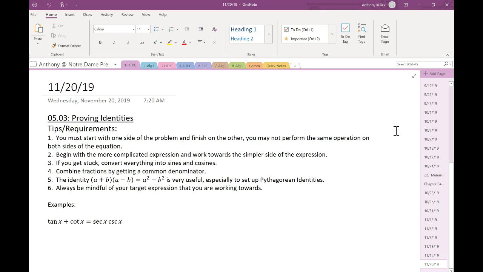Number 3, if you get stuck, convert everything into sines and cosines. That rule is a decent suggestion for simplifying. It's maybe not usually the fastest way to do things, but typically not a bad idea. Number 4, combine fractions by getting a common denominator. Number 5, the identity a plus b times a minus b equals a squared minus b squared is very useful, especially to set up Pythagorean identities.